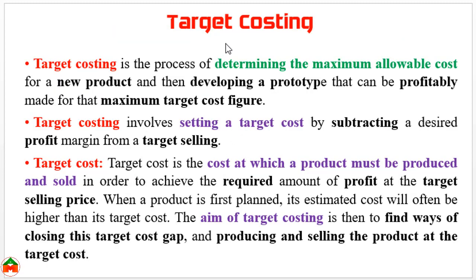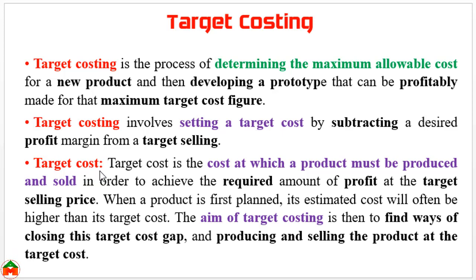What is target costing? In target costing, we set a target cost by subtracting a desired profit margin from a target selling price. In the target costing approach, in the first stage we determine the target selling price. Then from that target selling price we subtract or deduct the desired or expected profit to get the target cost.